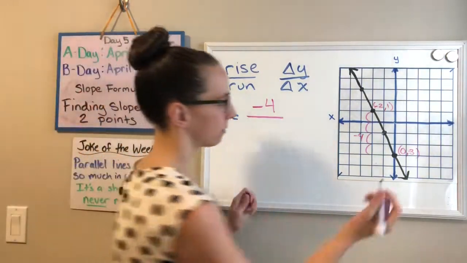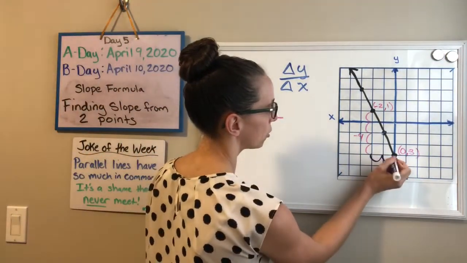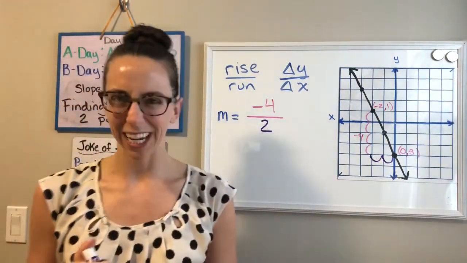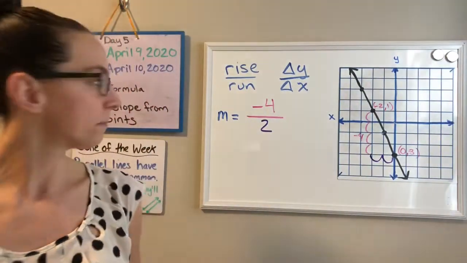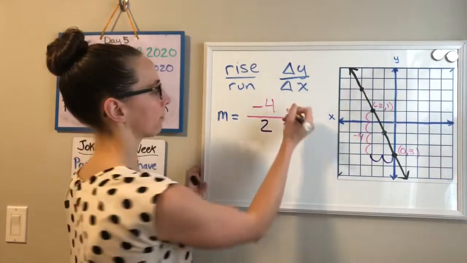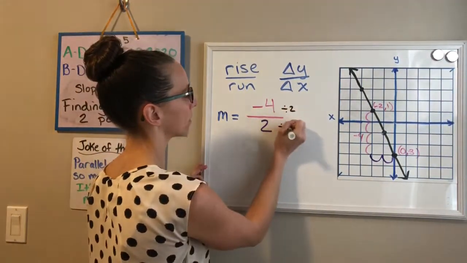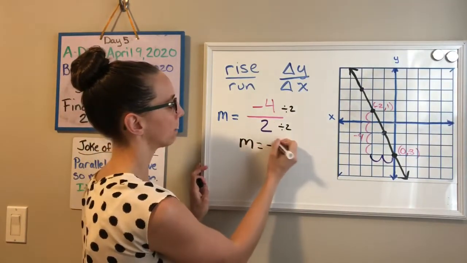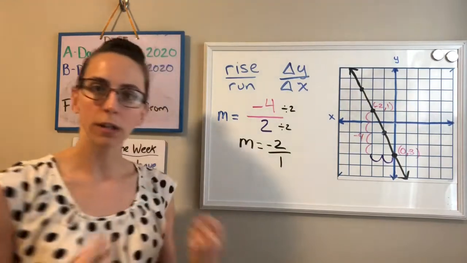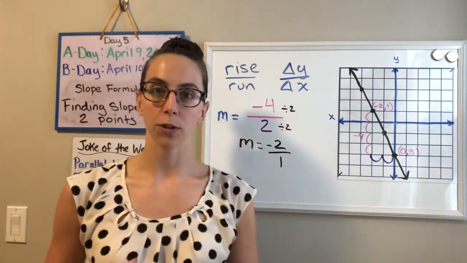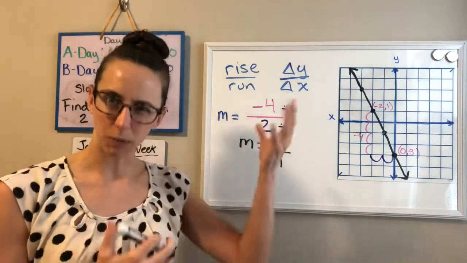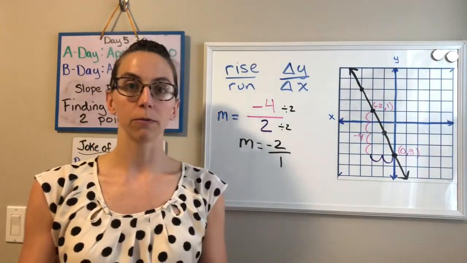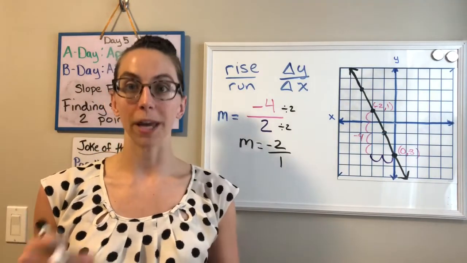And my run would be over here, 1, 2 units. But again, because you're a mathematician, we know that we can't leave our fractions like that. We must simplify them. And a common factor between -4 and 2 would be 2. So I could divide both the top and bottom of my fraction by 2. And the slope of that line would be -2 over 1. You could simplify that and write it as a whole number of -2. But for us, leaving it as a ratio of -2 over 1 is totally fine. So that is our quick refresher of looking at finding the slope from a graph.